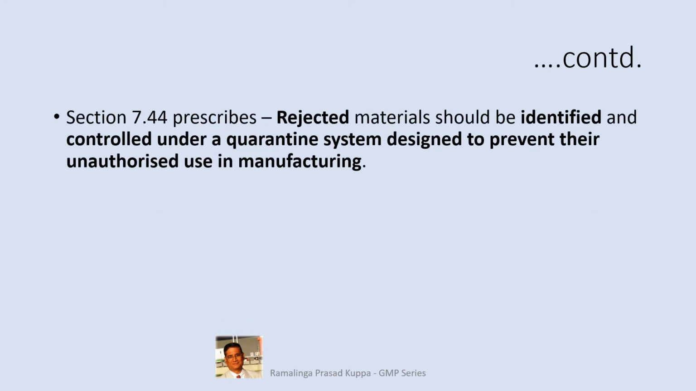Section 7.44 prescribes rejected materials should be identified and controlled under a quarantine system designated to prevent their unauthorized use in the manufacturing. This section is important. Handling of rejected materials, inferior quality materials. So, accidental usage in manufacturing should be avoided. There should be a detailed system to handle such failed materials. Let us see what kind of systems are recommended.